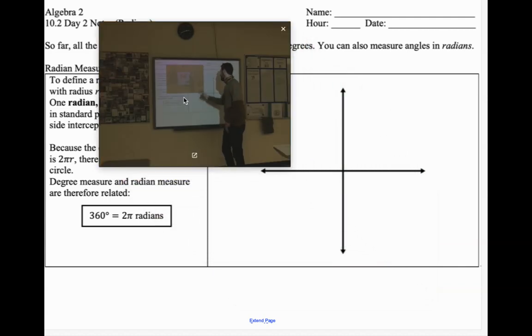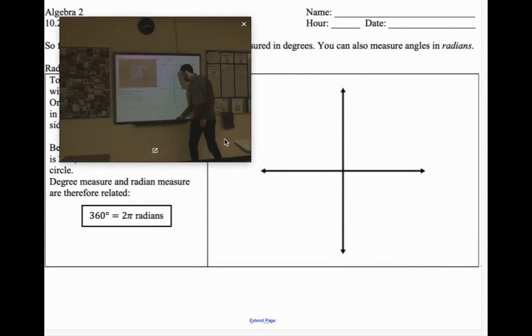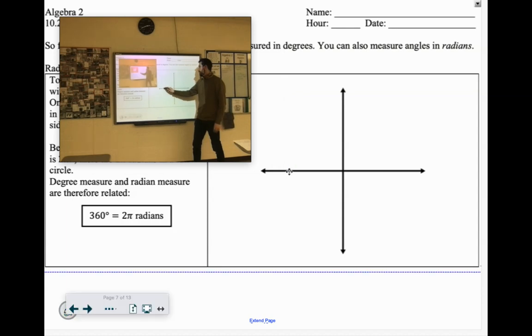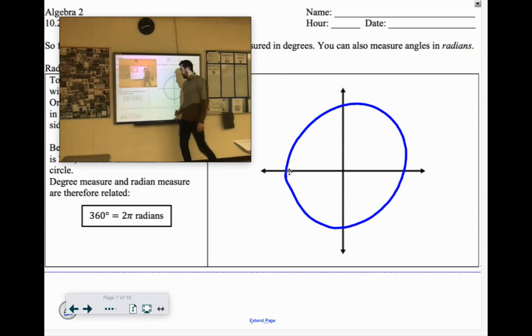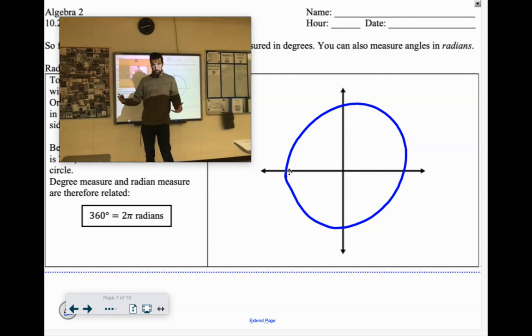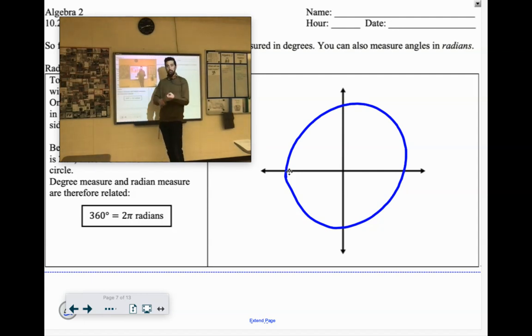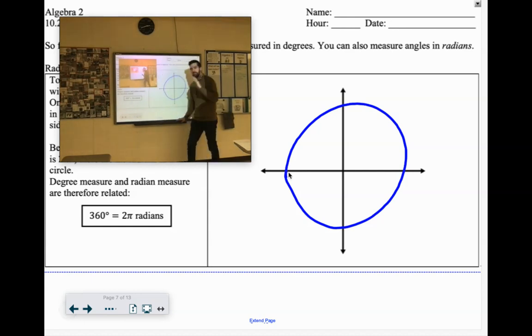Here's the idea. Here's our circle. Go ahead and draw a circle-ish thing there. Now, you remember from geometry that the circle circumference formula was 2 times pi times the radius. And they're saying the radius is going to be a radian. So 2 times pi times the radian would be the circumference of this circle. That's a lot of stuff, but it's all based around that circumference formula.